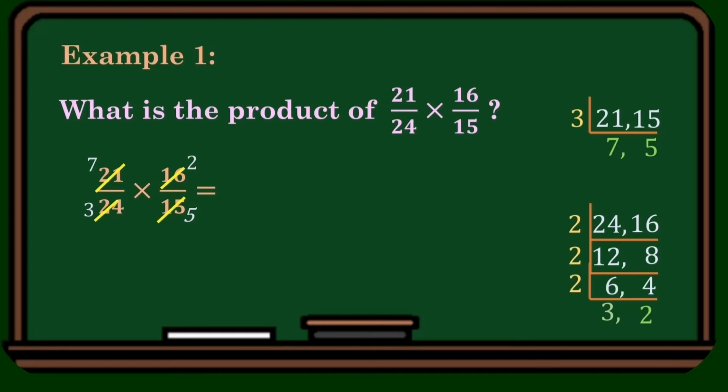And then let's multiply both the new numerators. We have 7 times 2 equals 14. And we also have 3 times 5 equals 15. Okay, so the final answer is 14 over 15, and it is already in simplest form.